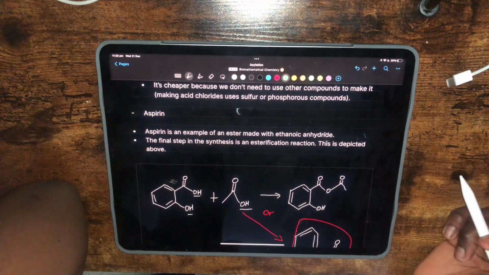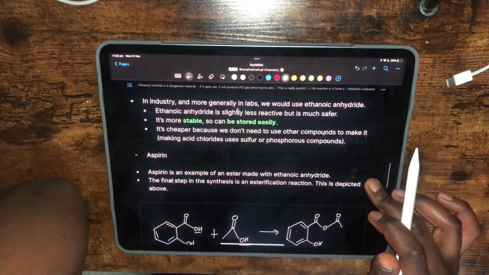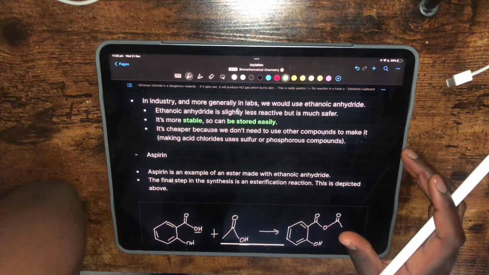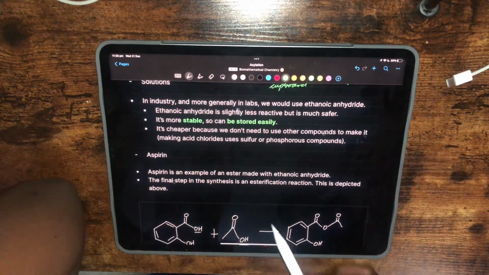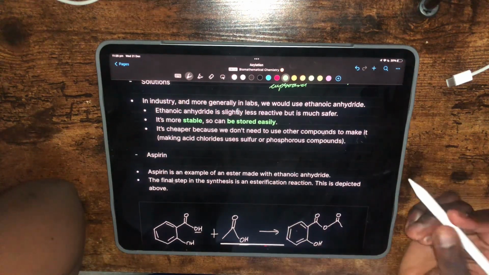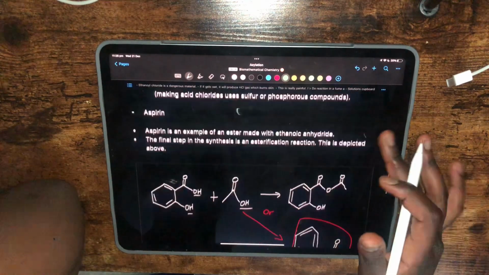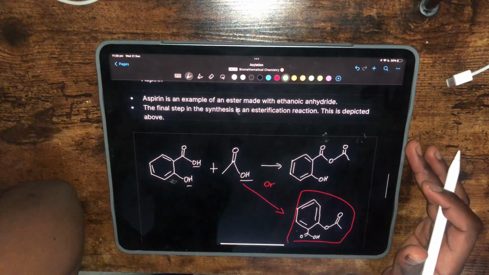But aspirin is the example of an ester. Yeah, you definitely do this reaction. I don't remember what the practical name was or what number it was, but making aspirin is one of your required practicals. So I'm not doing required practicals on this channel unless it's desperately in demand. But aspirin is an example of an ester made with ethanoic anhydride.